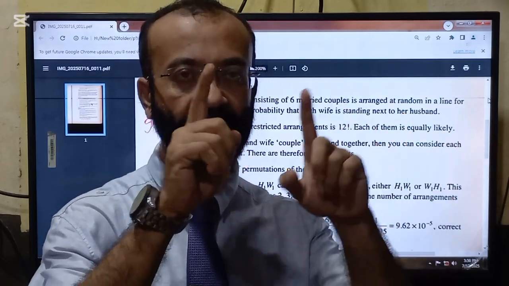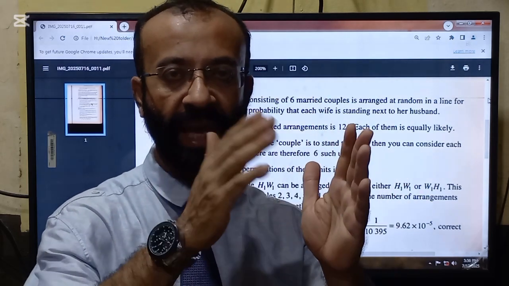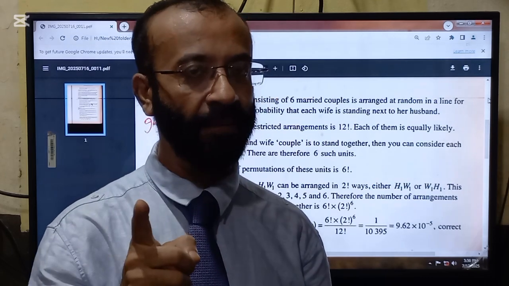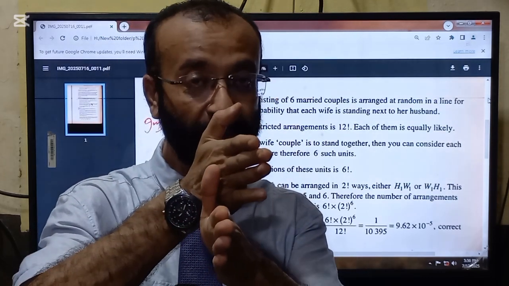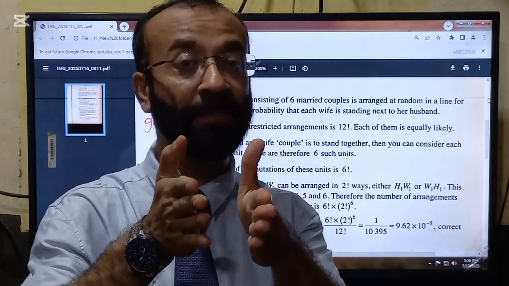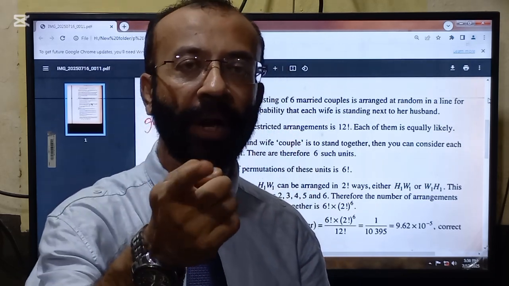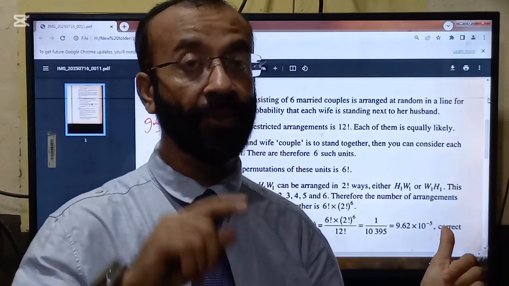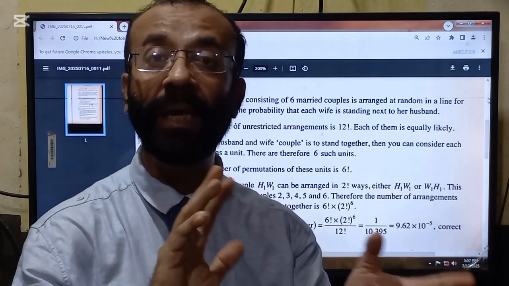So it means 6 factorial will be the ways in which the 6 couples can be arranged. But also husband and wife can be arranged in a way that first husband, then wife, or there is another way, first wife, then husband. So it means there are 2 factorial ways for every couple, and in total there are 6 couples. So 2 factorial raised to the power 6 ways are also there.